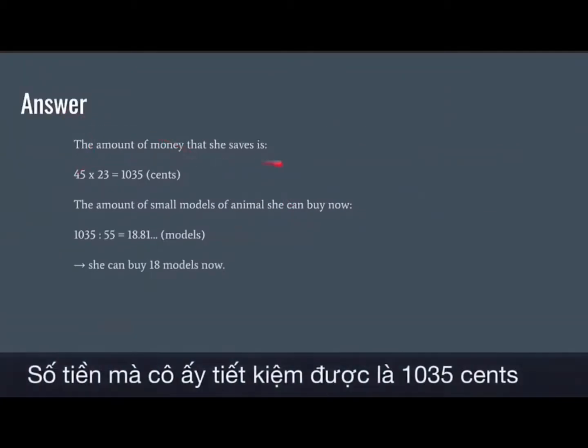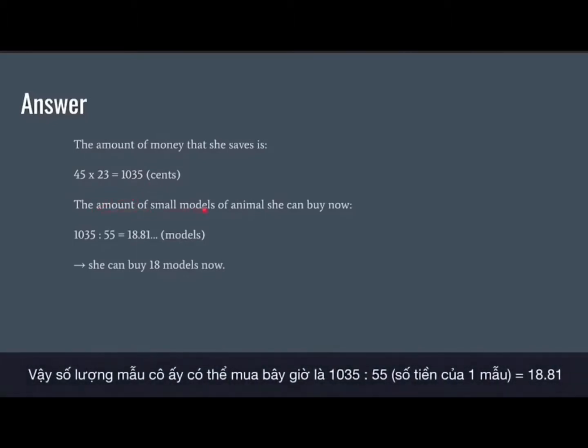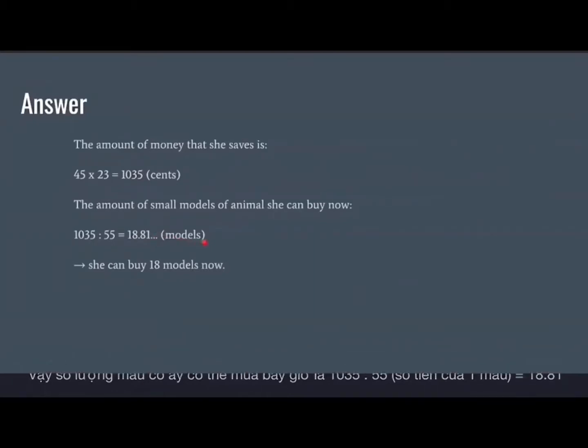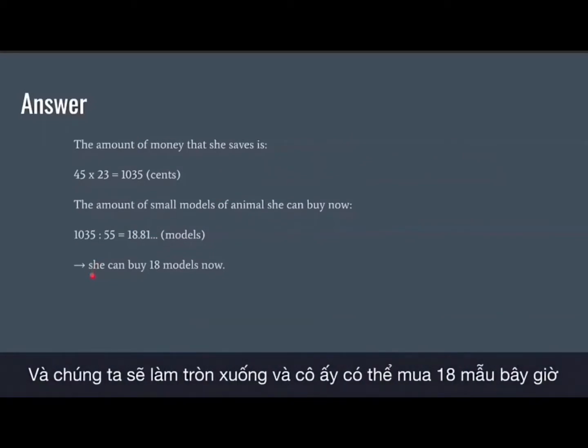So the amount of money that she saves is 35 times 23 equals 805 cents. So the number of small models of animals she can buy now is 805 divided by 55, because that's the price of one model now, equals 14.63 models. So we're going to round down, and therefore she can buy 14 models now.